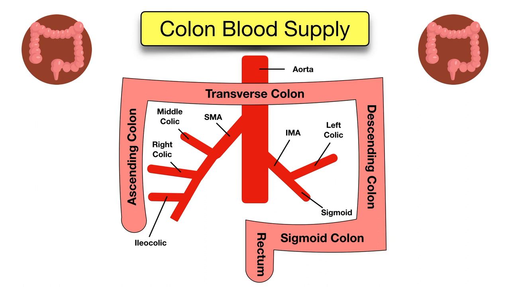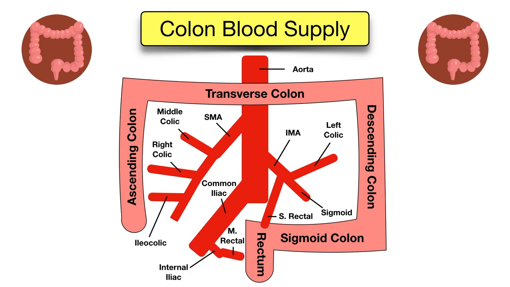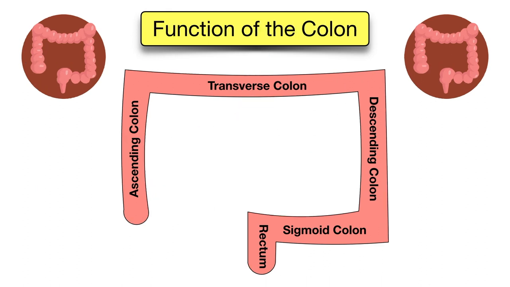The rectum is supplied by three main arteries. The superior rectal artery arises from the inferior mesenteric artery. The middle rectal artery arises from the internal iliac artery, and the inferior rectal artery arises from branches of the internal pudendal arteries. Finally, let's review the function of the colon, and we'll get into diverticular disease.